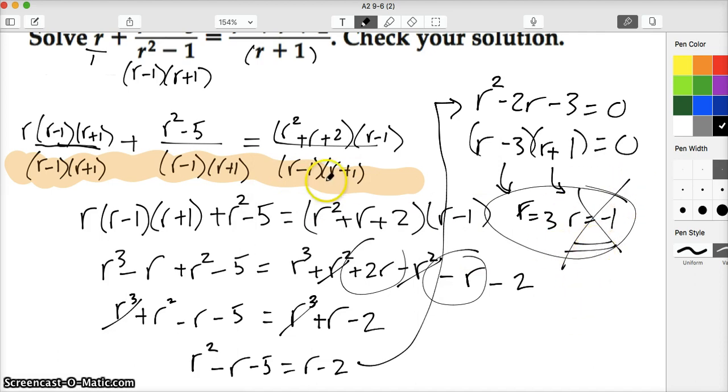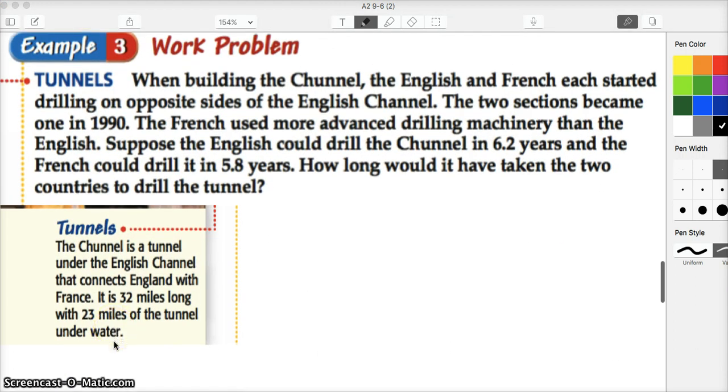The reason why: I plug it in, I get a 0 in the denominator, and you know that's bad news. So our answer will be r equals 3, as we eliminate r equals negative 1 because it'll cause a problem in our denominator.